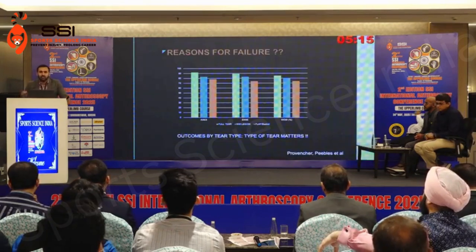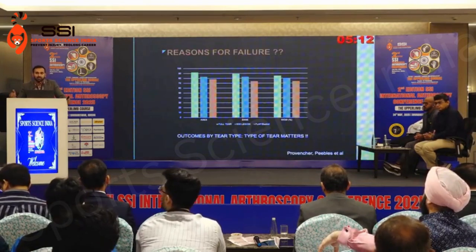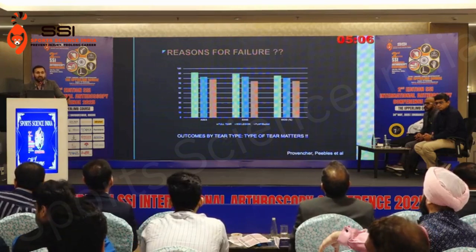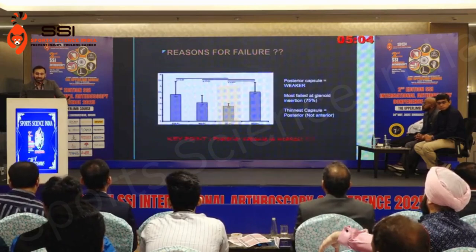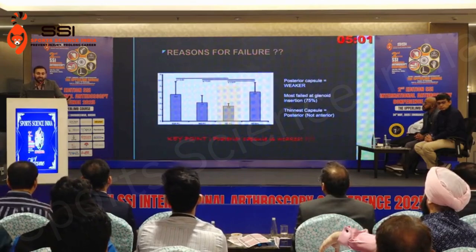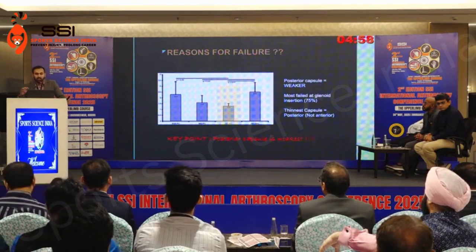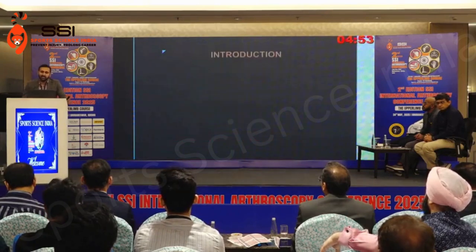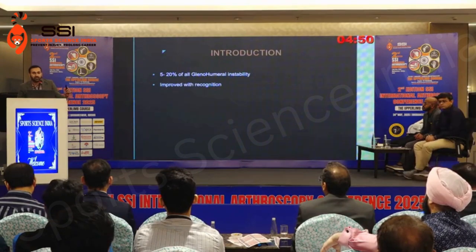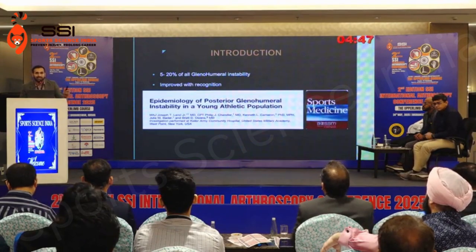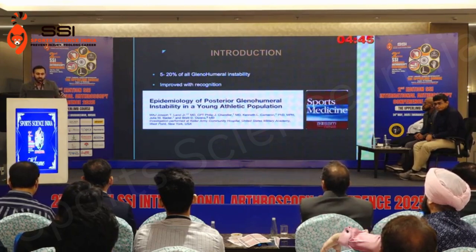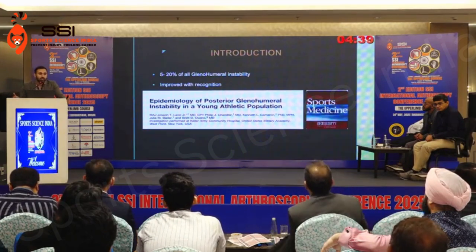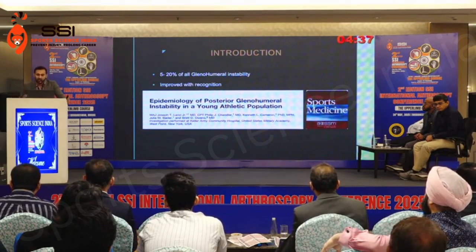Just as anterior tears matter, which tears we see even within the posterior also matters, where Kim lesions and the flap buckets definitely have a poorer outcome. The reason for failure is, like we said, the tissue quality is weaker, and it is weakest at the glenoid insertion. In the introduction, we see at least 5 to 20% posterior labral tears when you take the whole of glenohumeral instability. It was missing us for a long time, but we are picking it up now, so it has improved with recognition.